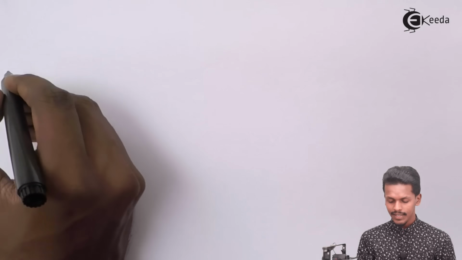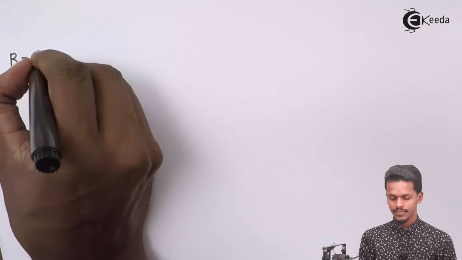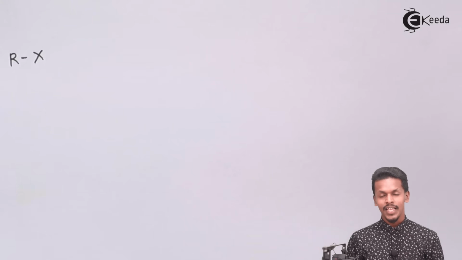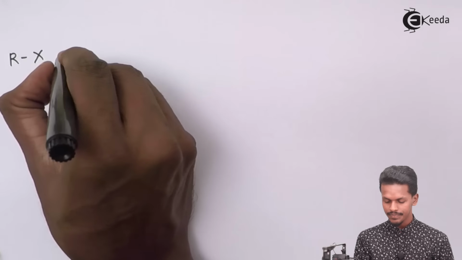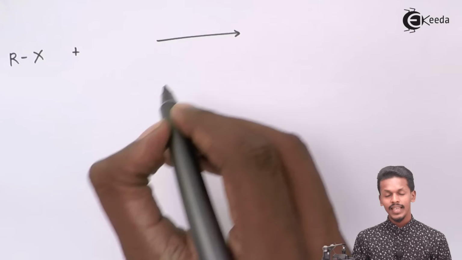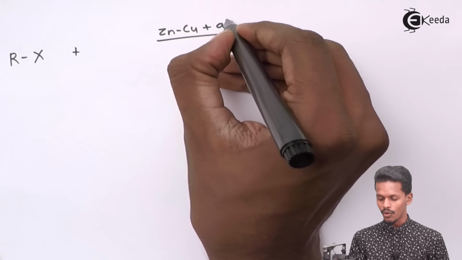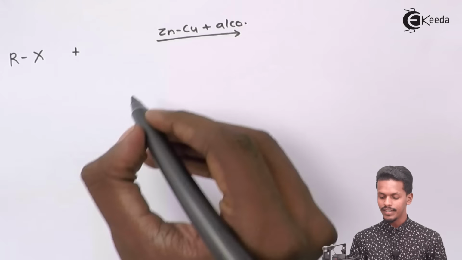So we are going to prepare an alkane using the zinc copper couple, and for that we need hydrogen, because hydrogen is the one which will reduce the alkyl halide. In this reaction, RX represents the alkyl halide, where R is the alkyl group and X is the halide. This alkyl halide will be reacted in the presence of zinc, copper and alcohol, and we have to heat it.